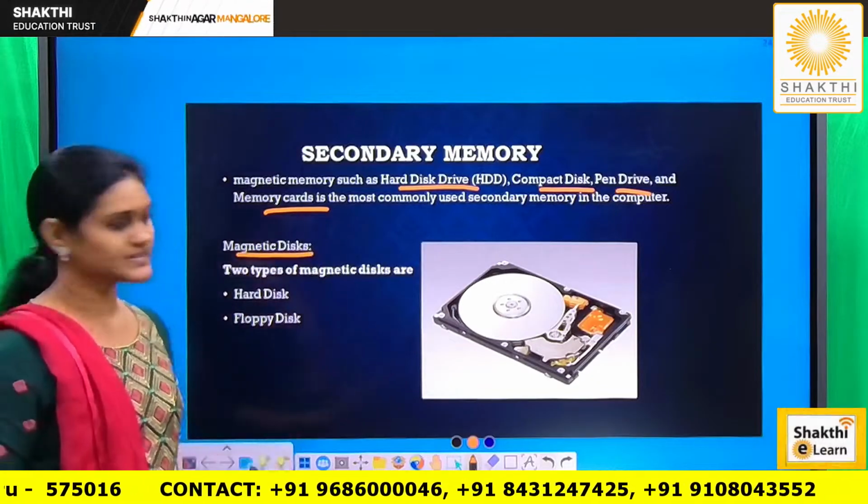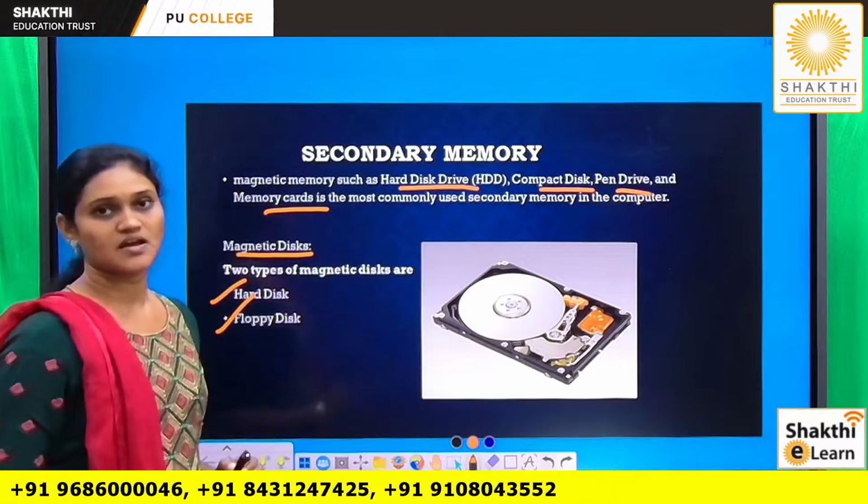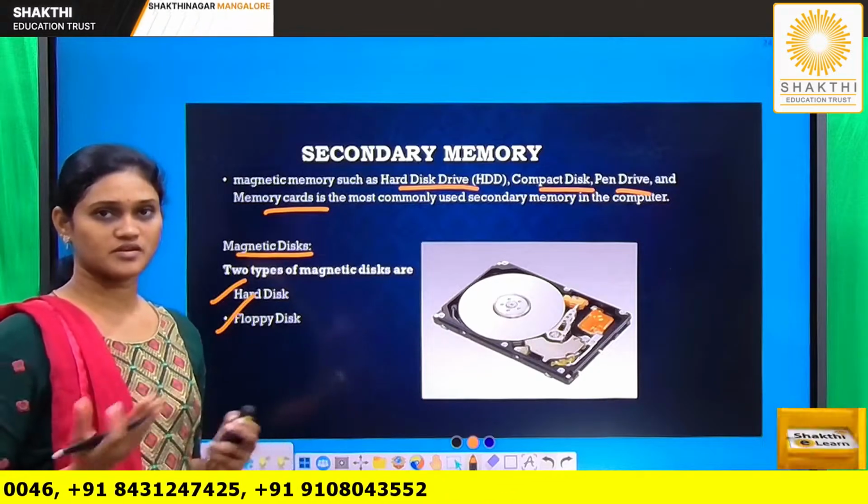Now let us see magnetic disk. This is magnetic disk. It is of 2 types, that is hard disk and floppy disk. And floppy disk, it's very much common. You have seen floppy disk, right?